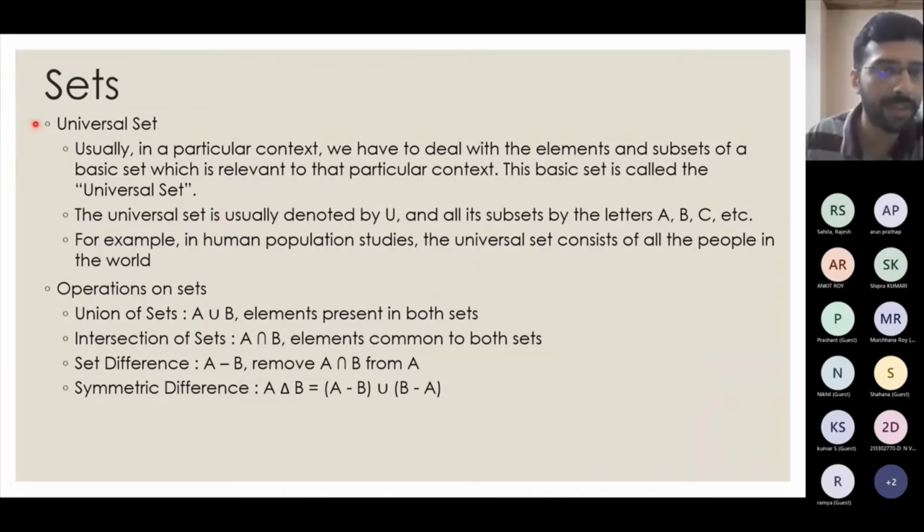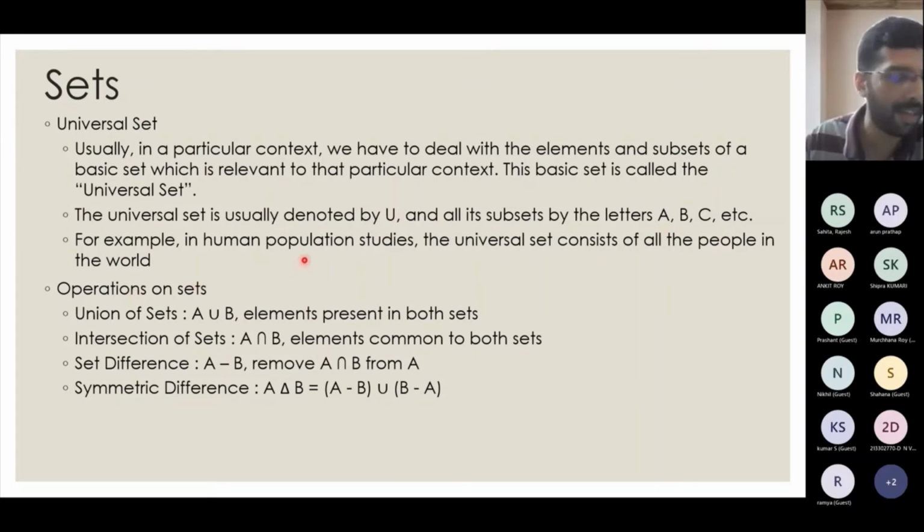So what is a universal set? Usually in a particular context, we have to deal with elements and subsets of a basic set. That basic set of the problem which we are considering currently is called a universal set, and it is denoted by U, and its subsets are denoted by other letters A, B, C, E, S, omega, like that.